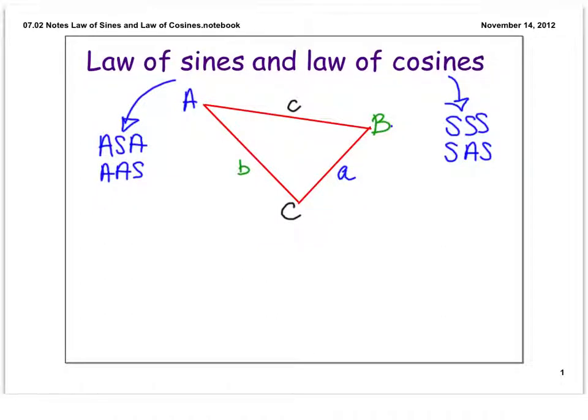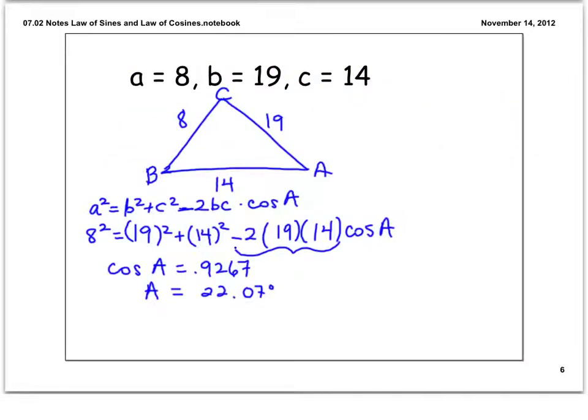This recording is intended to follow up on our conversation in class today regarding the law of cosines, specific to the case of side, side, side, when we are given the measurements of three different sides. This was the example that we left off with. We were given that side A had a measurement of 8, side B had a measurement of 19, and side C had a measurement of 14.